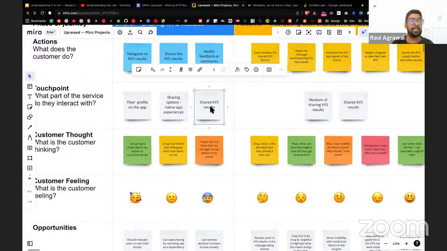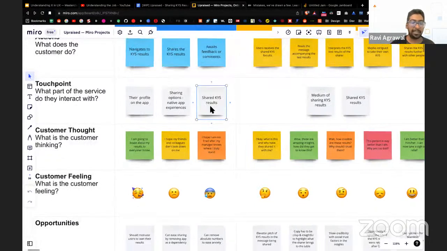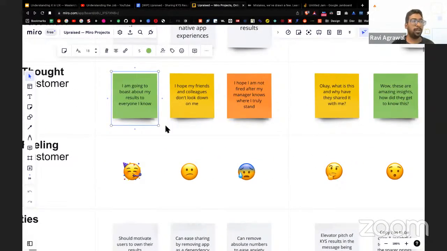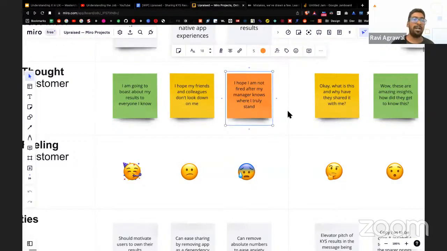Now, what are the thoughts that they're going through while they're doing these exercises? "I am going to boast about my results to everyone I know." This is a probable thought. "I hope my friends and colleagues don't look down on me." That is another probable thought. "I hope I'm not fired after my manager knows where I truly stand." This is also a thought that may come in.